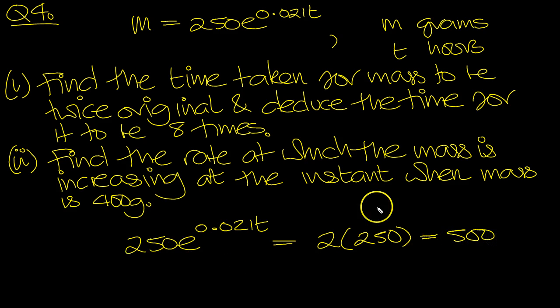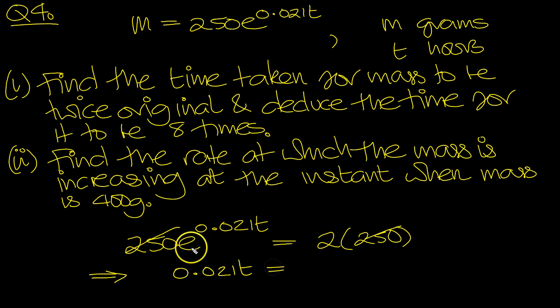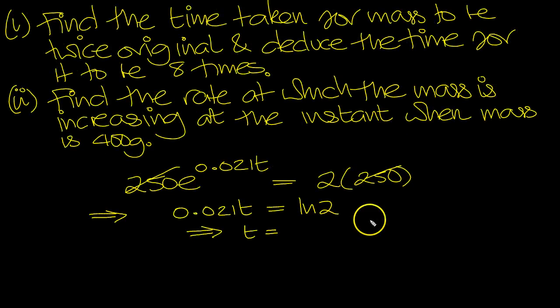Okay, so we could cancel by 250 both sides, couldn't we? Which is probably a better thing to do. So that tells us then that e to the 0.021t equals 2. Take the natural log: 0.021t equals log 2, and that tells us what the time is. t is equal to log 2 over 0.021, and we get the time, and that's in hours.